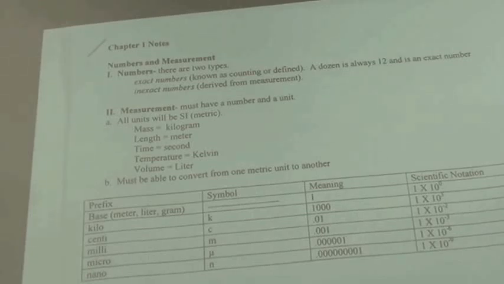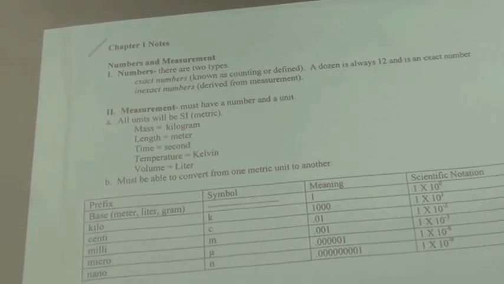Okay. In chemistry, we're dealing with very, very large numbers and very, very small numbers and measurements. We need to recall that a measurement must have a number and it must contain a unit. There are two types of numbers. There are exact numbers, also known as counted or defined numbers. Here's an example. A dozen is always 12, and it is an exact number. An exact number is not something that you measured. It's already defined for you.